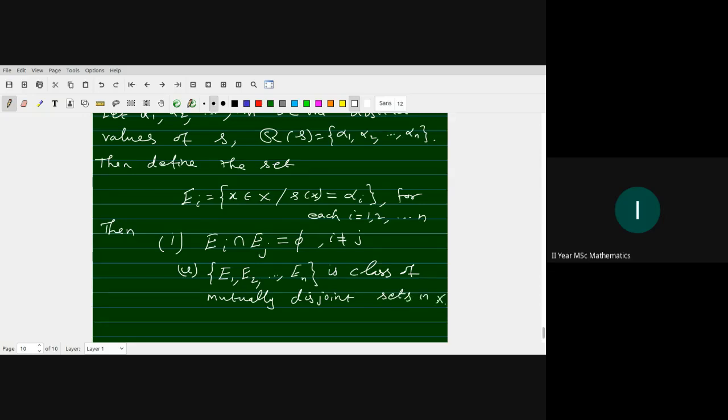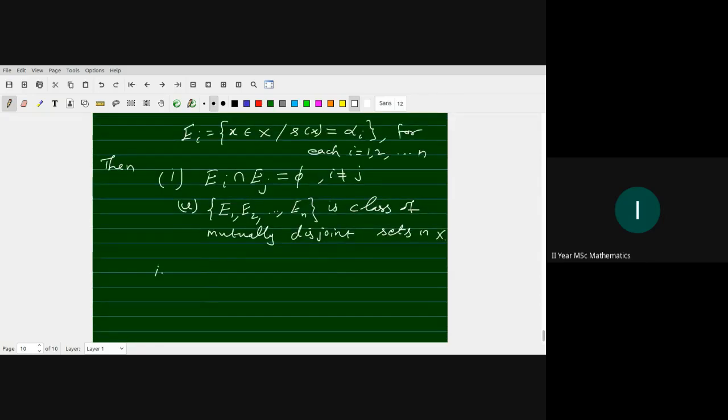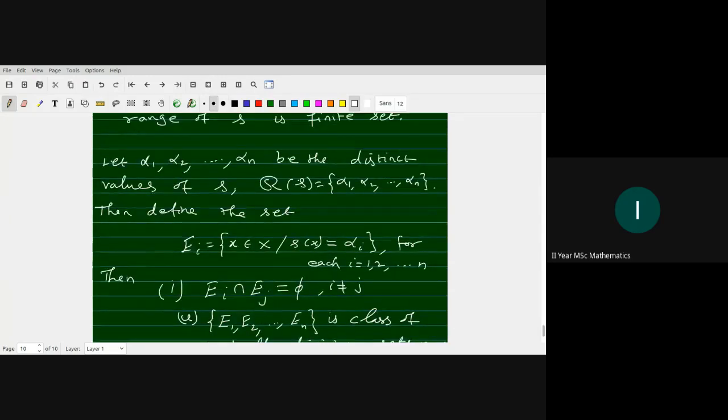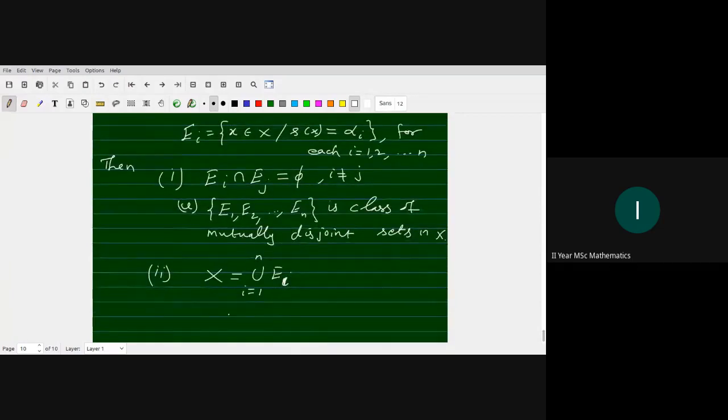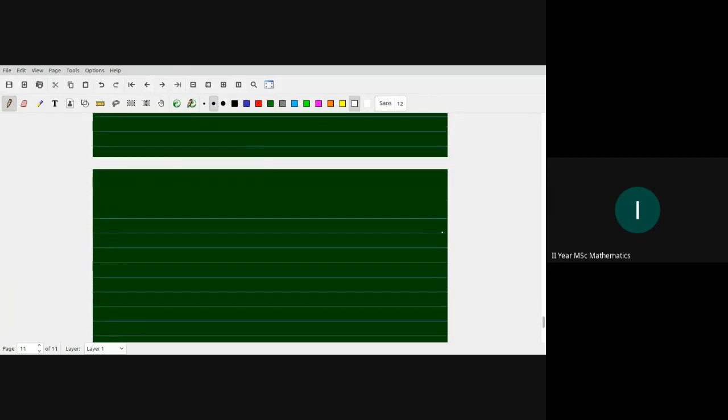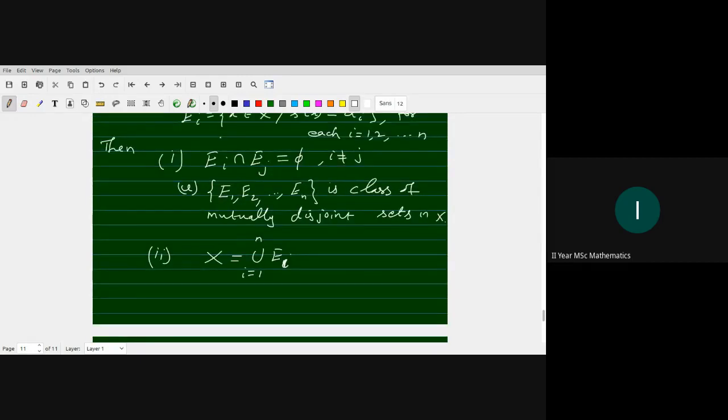in X. And the second condition is that X is nothing but the union of Ei, i from 1 to n. So we have a partition of X. For any simple function on X, every simple function creates a partition of X. These two can be easily proved.